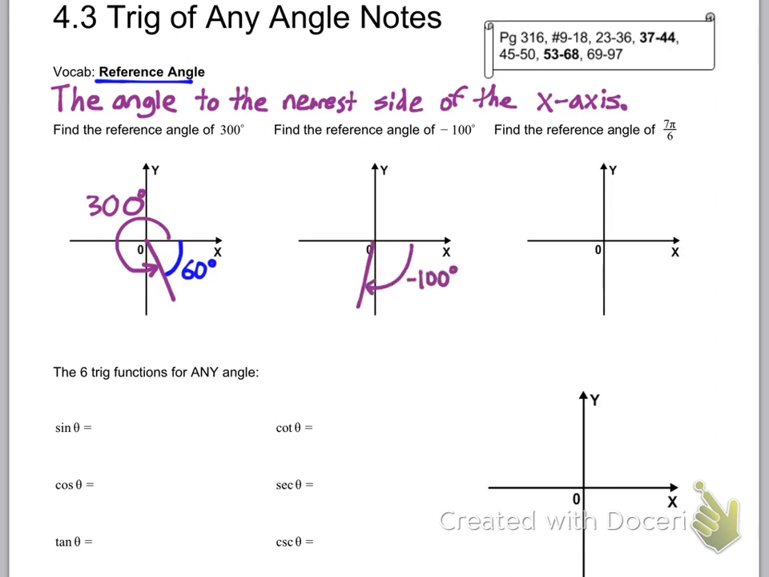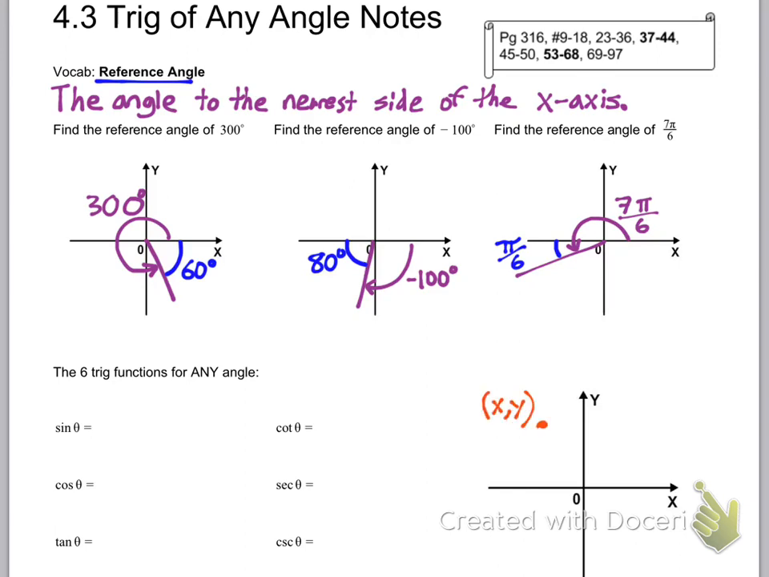For a negative 100, an angle like that, the nearest x-axis is the negative side of the x-axis, so that would be a reference angle of 80 degrees. For 7 pi over 6, that's that angle. The reference angle would be to the negative side of the x-axis again, that's just pi over 6. So it's always the angle between our ray and either the left or the right side of the x-axis, whichever one is closer. So now that we know that, let's go on and talk about how do we find the 6 trig functions for any angle.